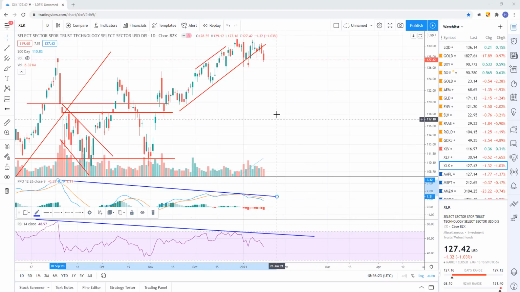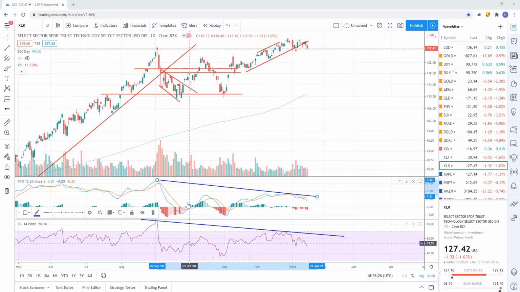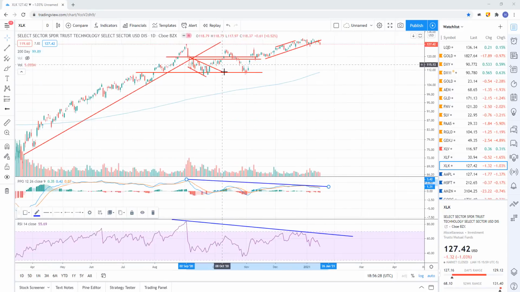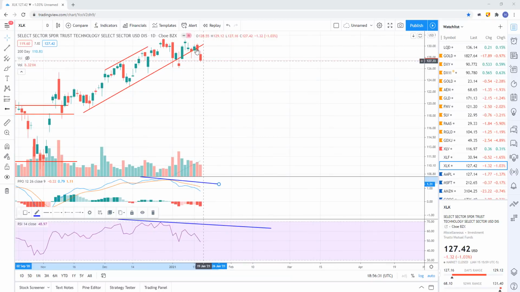Okay, so we have negative divergence across both momentum indicators, and we have what looks to be a sell signal right there.